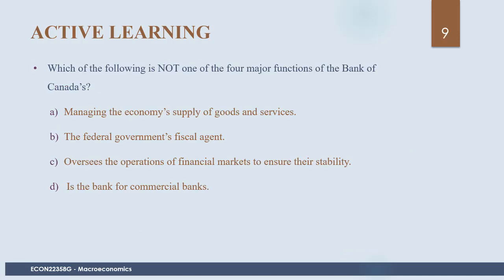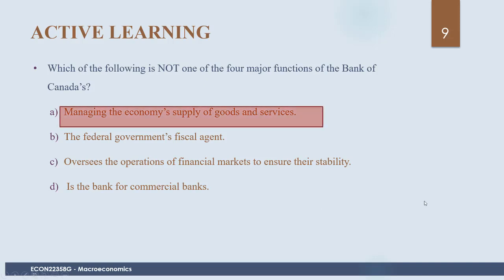Next question. Which of the following is not one of the four major functions of the Bank of Canada? Hit pause. Okay, I'm back. And so the answer here is A, managing the economy's supply of goods and services. We know that that's not done by the government. For the most part, the goods and services are provided in a market system.